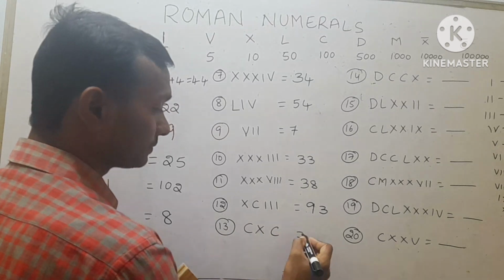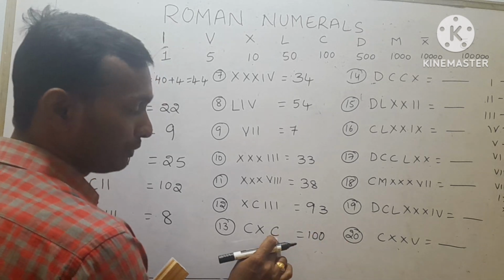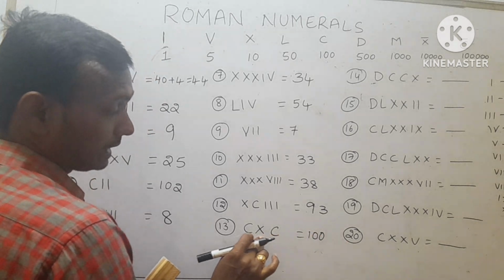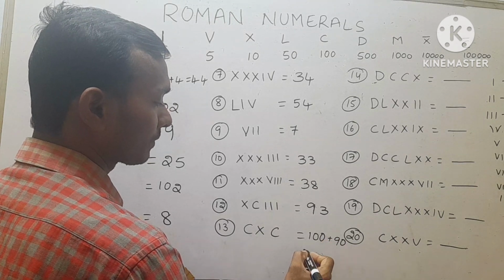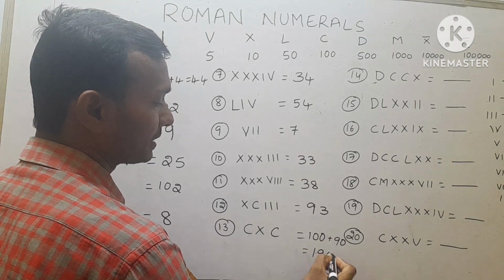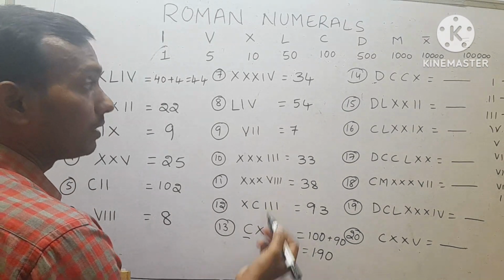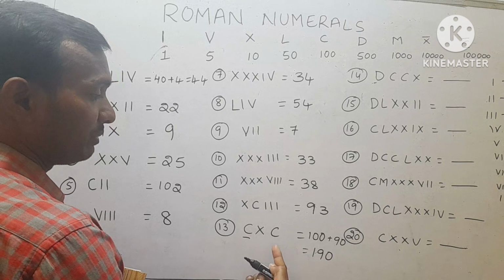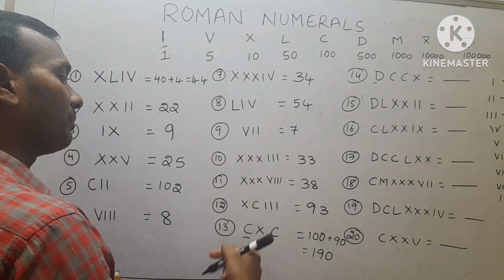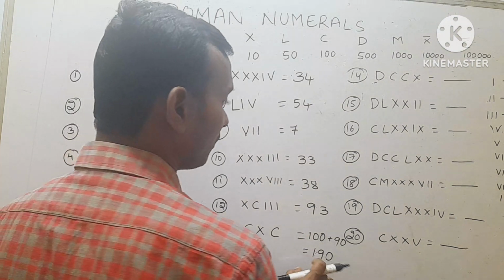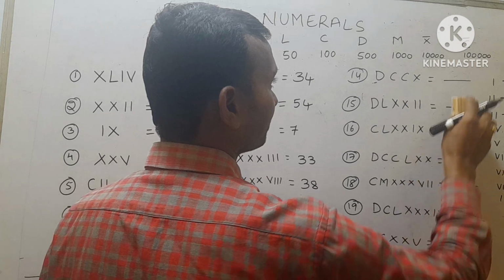So 100, before 100, a small value, plus 90. 190. This is 100. And C before X symbol is there. C before X symbol. It means 100 minus 10. That will give you 90. 190.